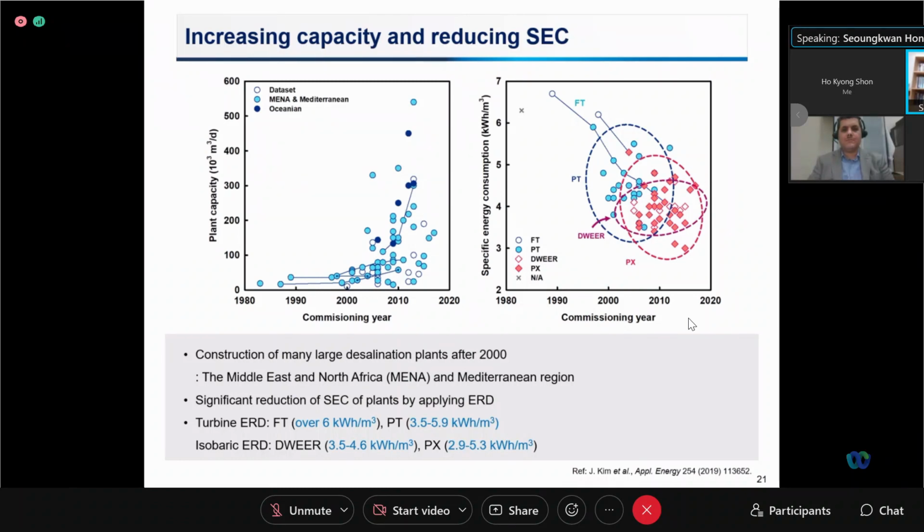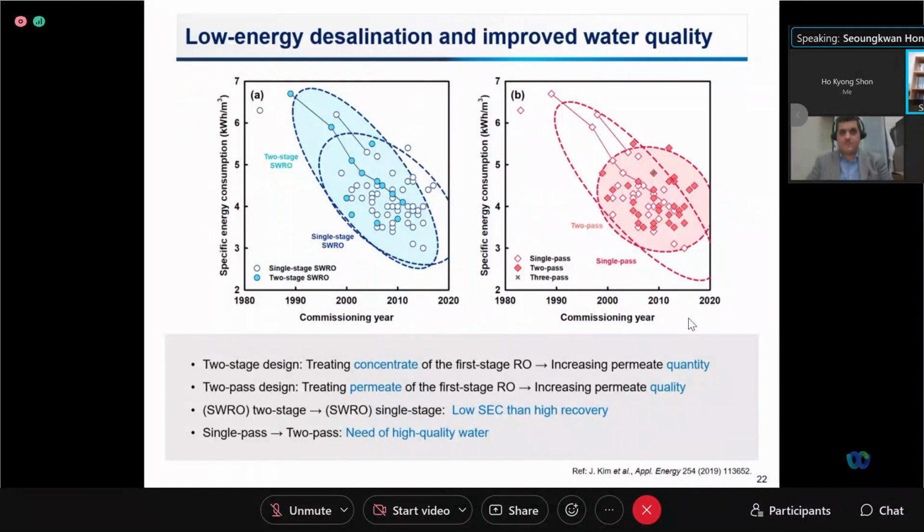The turbine type ERD, FT and PT, is not highly efficient. Thus, to further improve energy efficiency, isobaric ERD such as DWEER or PX pressure exchanger are adopted, as you can see from this diagram. The next trend: low energy desalination and improved water quality.